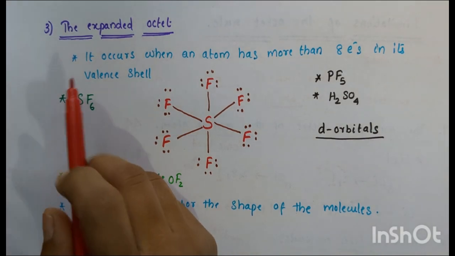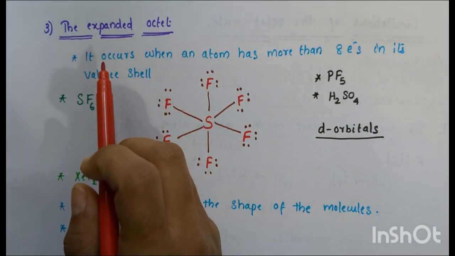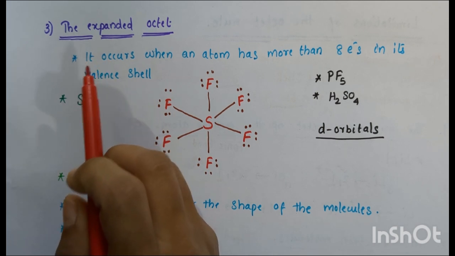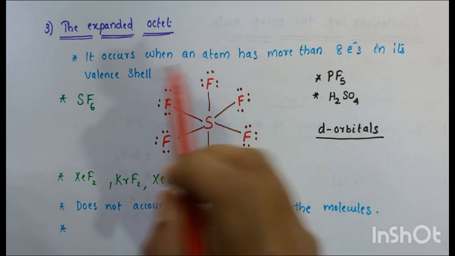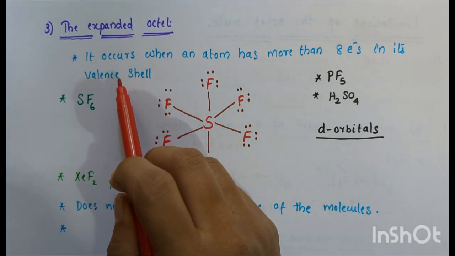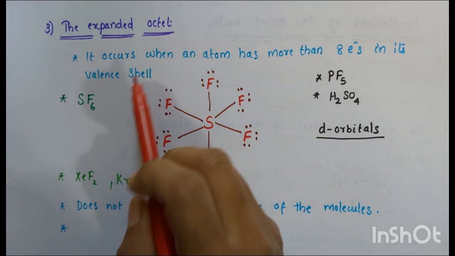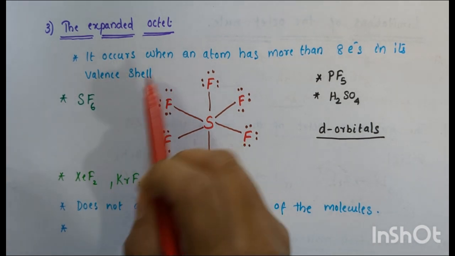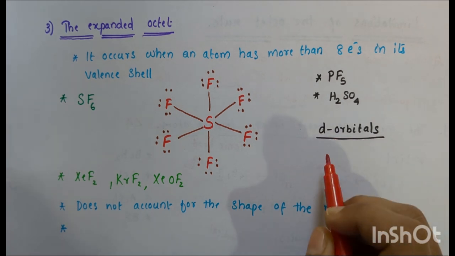Now the third limitation is the expanded octet. See, expanded octet is another limitation of the octet rule. It occurs when an atom has more than 8 electrons in its valence shell. This happens primarily with elements in the third period and beyond the third period in the periodic table, as they have access to the d orbitals that can accommodate extra electrons.